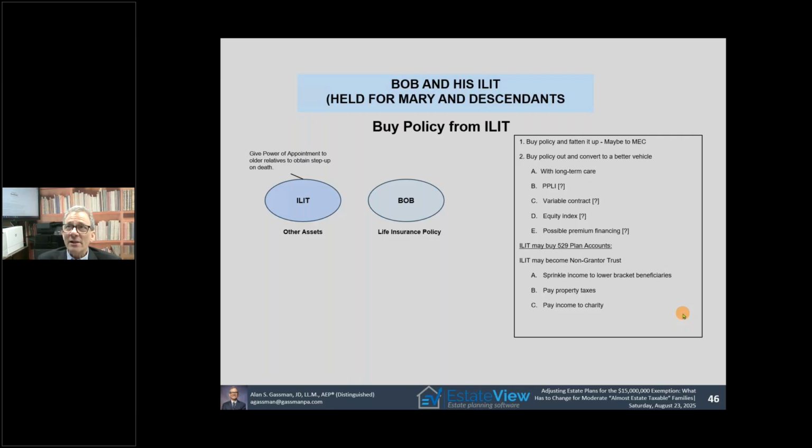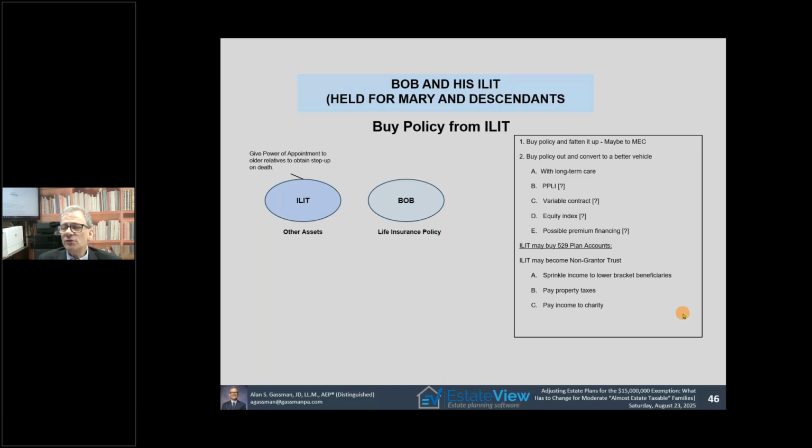He may want to fatten that policy up so much that it becomes what we call a modified endowment contract. Once that happens, it's more income tax efficient as long as you never touch it, but you can't borrow from it or withdraw from it, or you trigger taxation. He might buy the policy from the ILET and convert it to another type of life insurance. If it's worth a lot more than what he paid for it, as opposed to triggering ordinary income, he might convert it, as I said, to a long-term care policy or a private placement life policy or a variable policy.